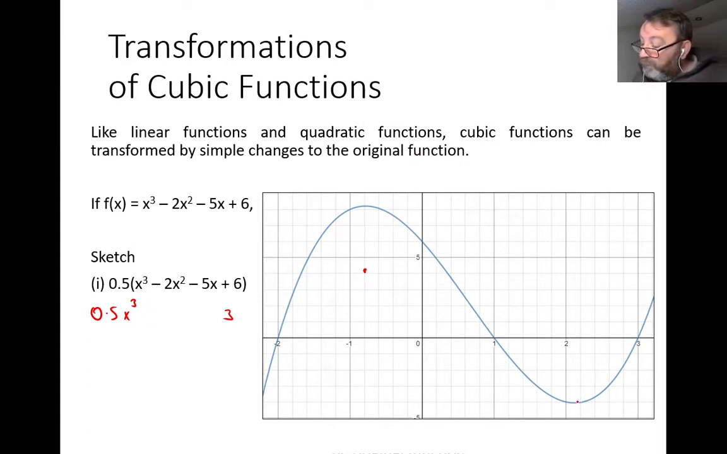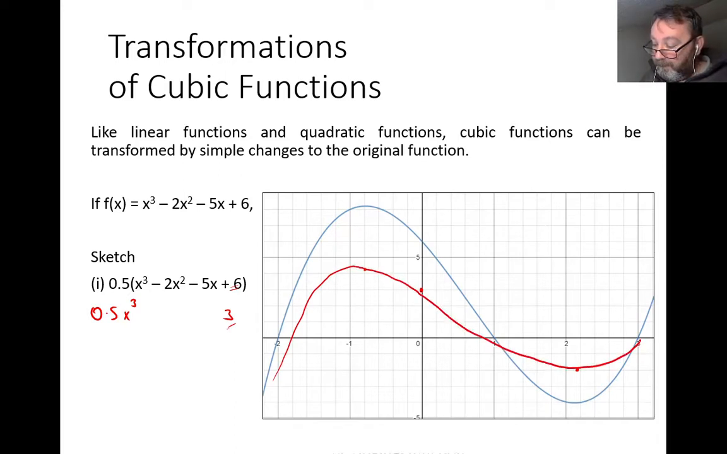This one, turning point here, is at 4, so that's going to be halved to about there. And then the last thing we notice is that what was going through 6 is now going through 1, 2, 3, like that. So we have now, here's my turning point gone, we now have a graph that looks something like this. See that? Something similar to that. And again, I'm only told to sketch.